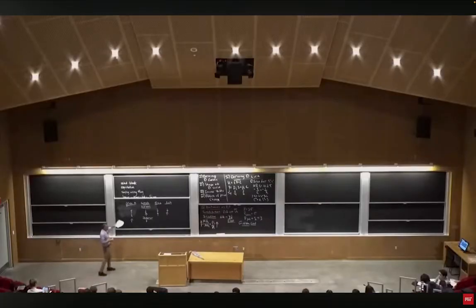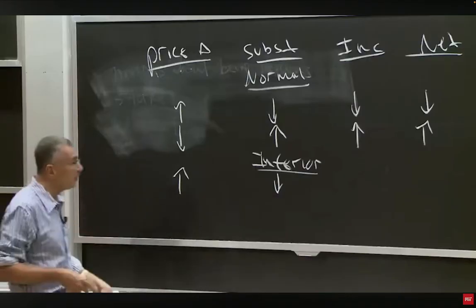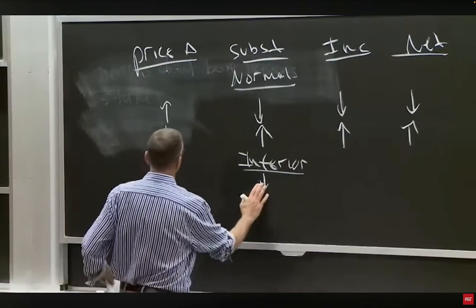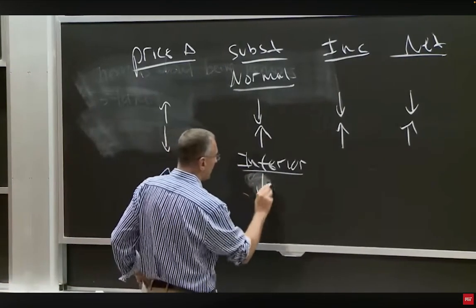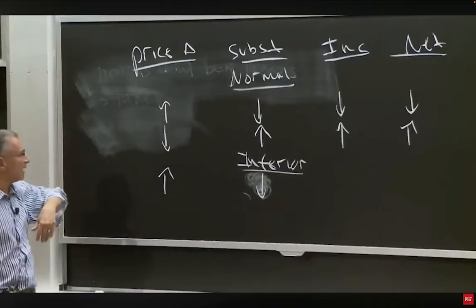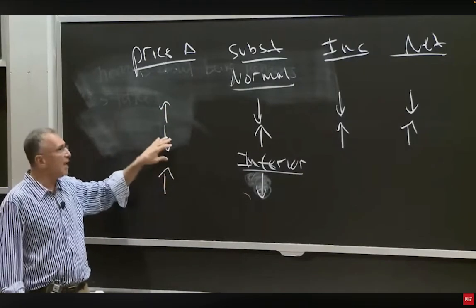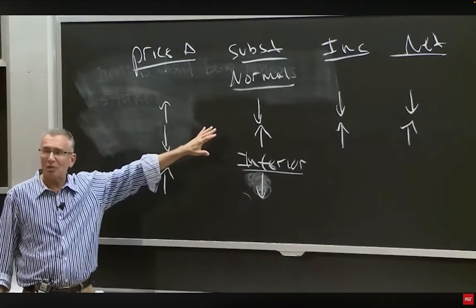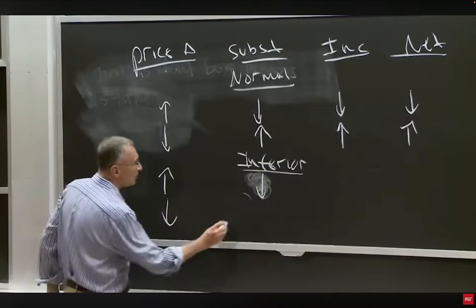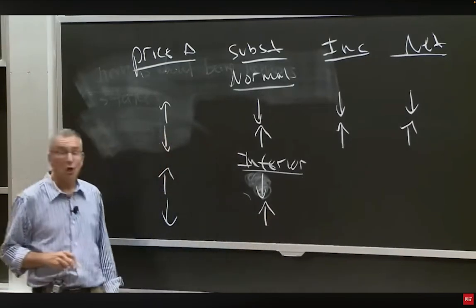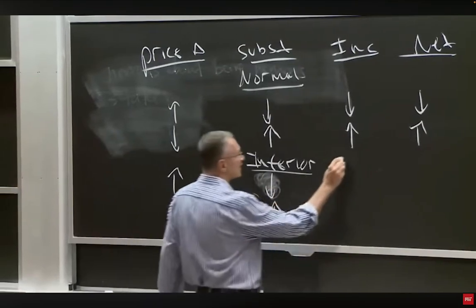Price goes up, substitution effect drives demand down. Price goes down, substitution effect drives demand up. Those never change. So here, if the price goes down, the substitution effect will be positive. Those don't change. What changes is the income effect.